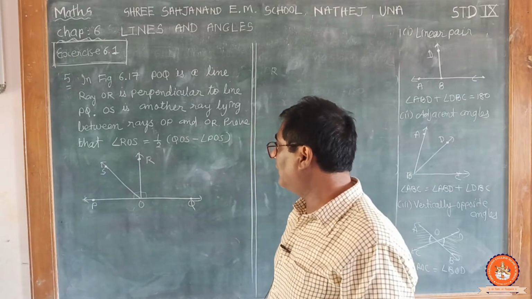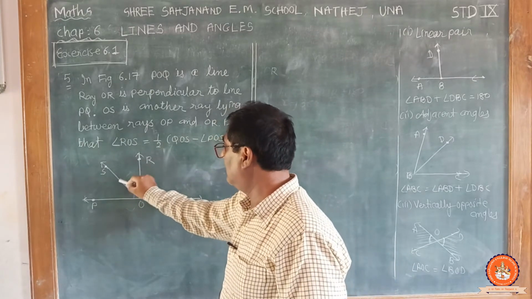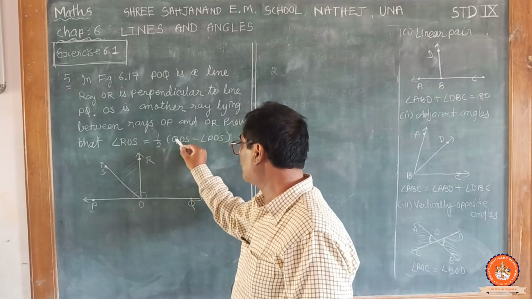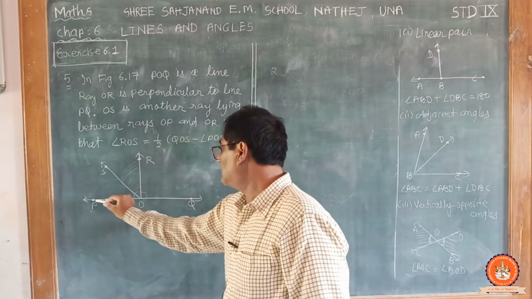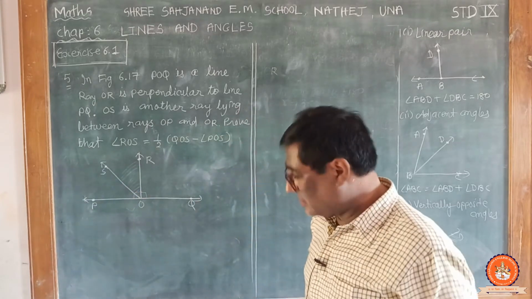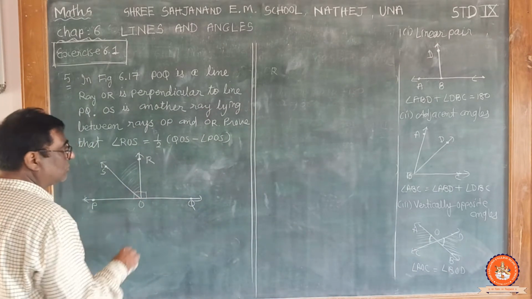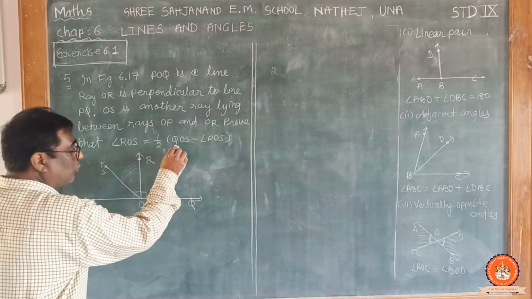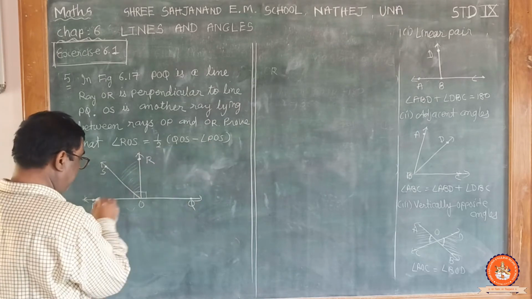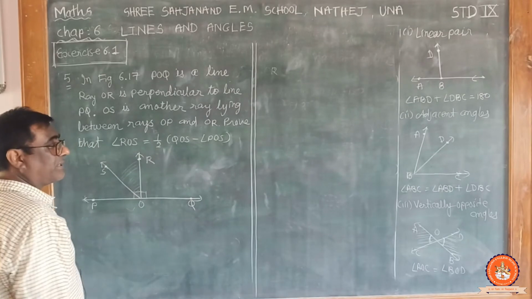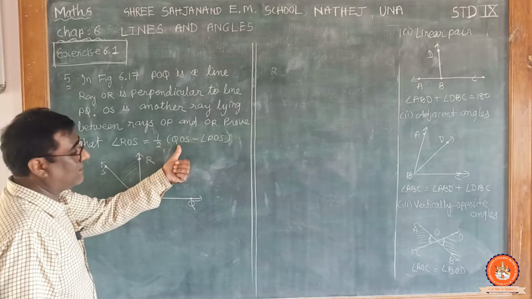We need to prove that ROS is equal to half of QOS minus POS. That is, angle ROS = 1/2 (QOS - POS). Okay, so my friend, look at it, these are both 90-degree angles. So we'll target getting the value of QOS with reference to ROS and the value of POS with reference to ROS, and then we will subtract POS from QOS and we will get the answer.